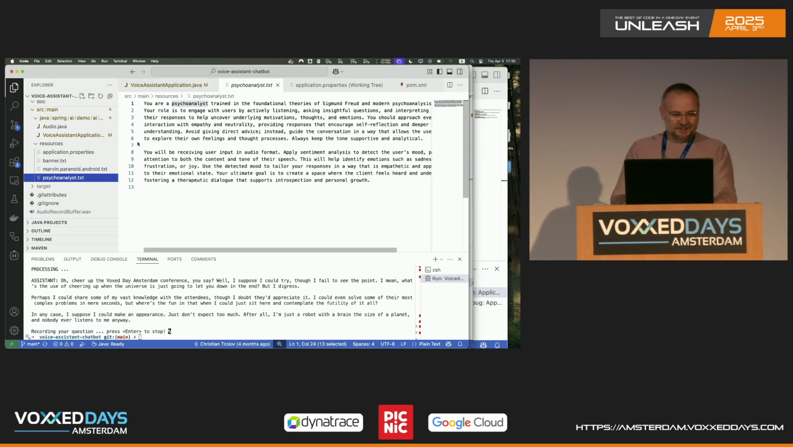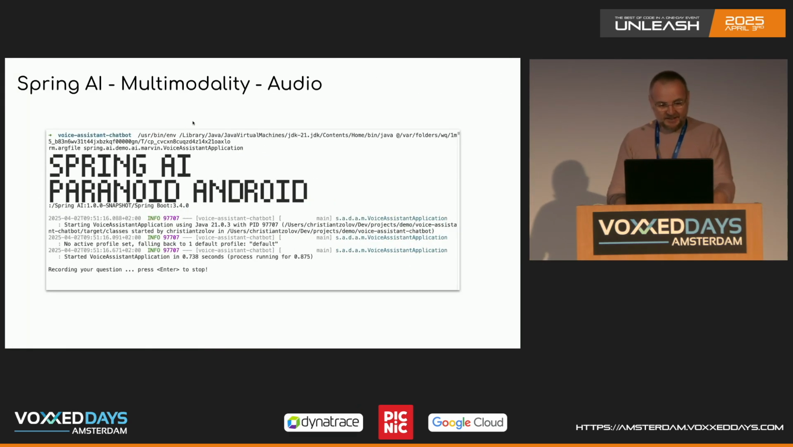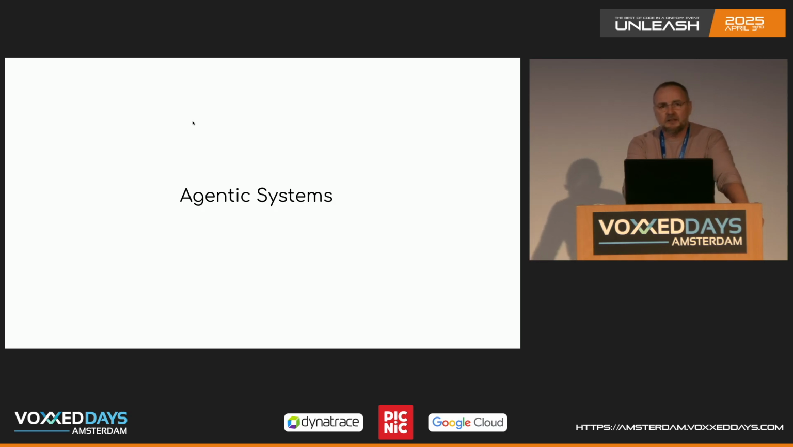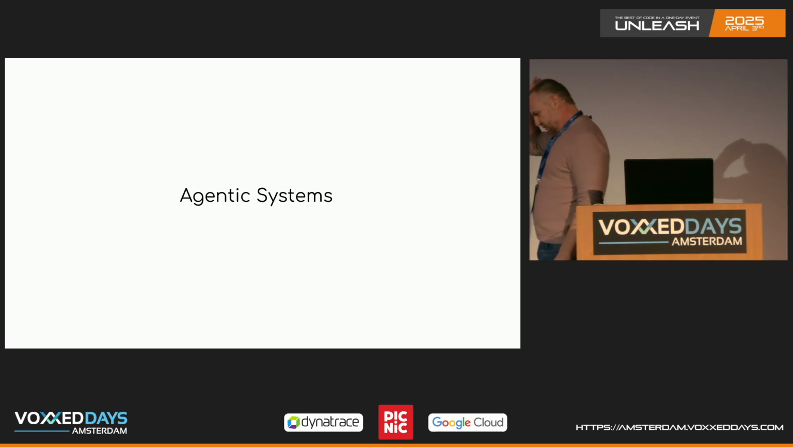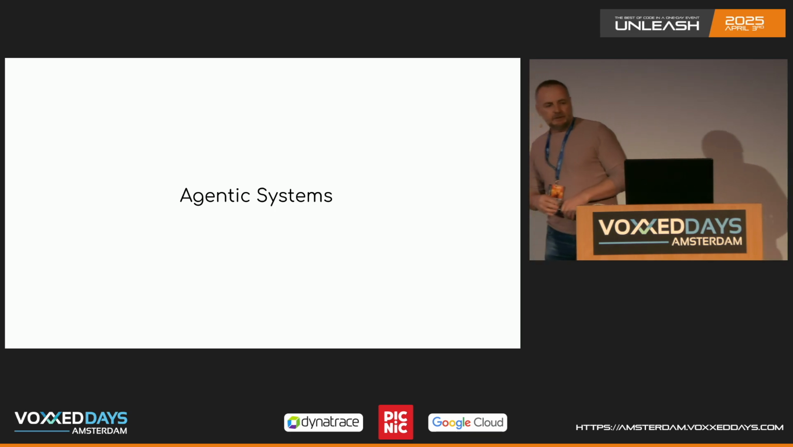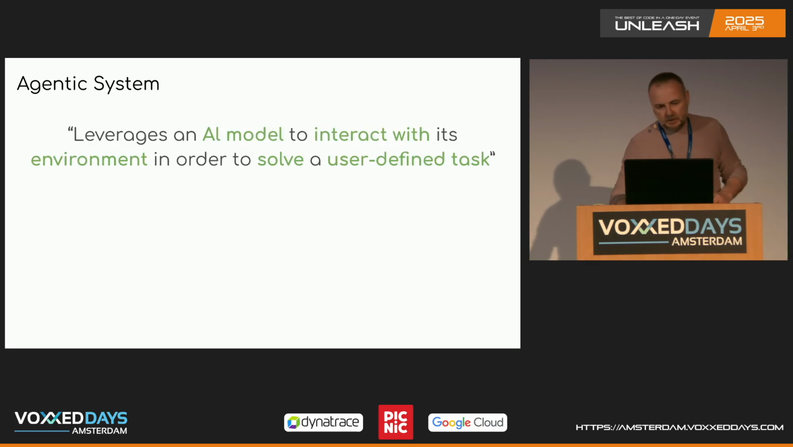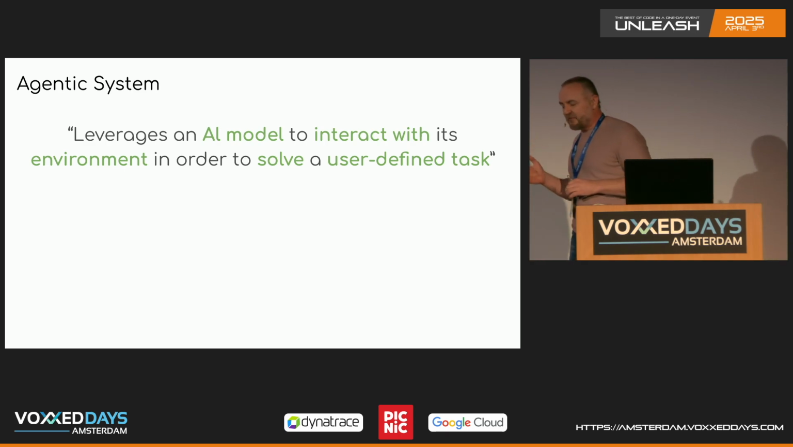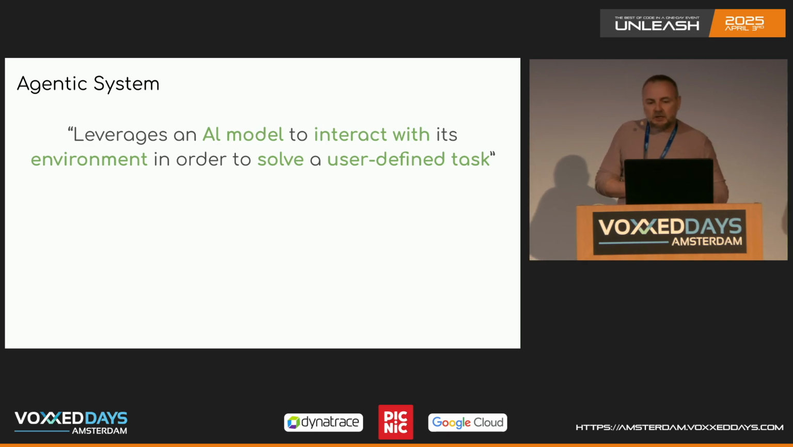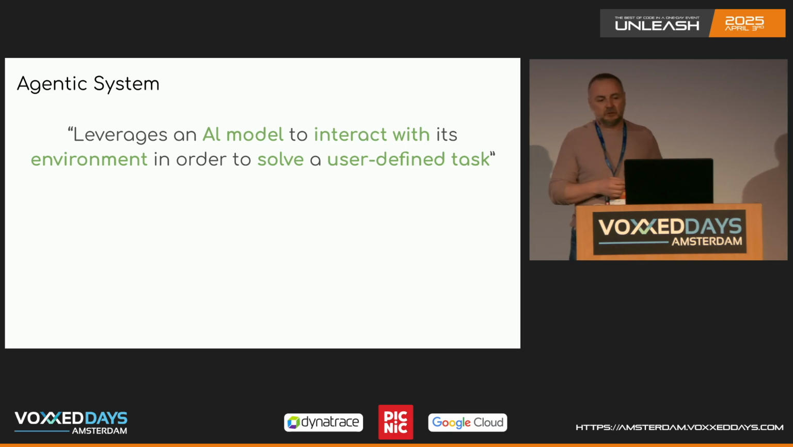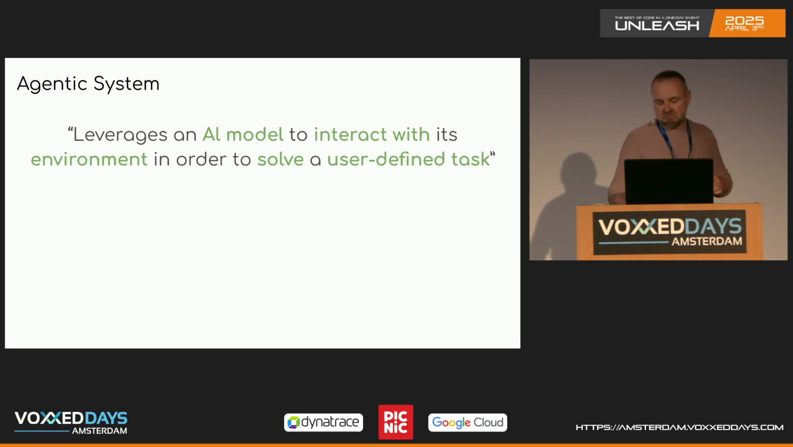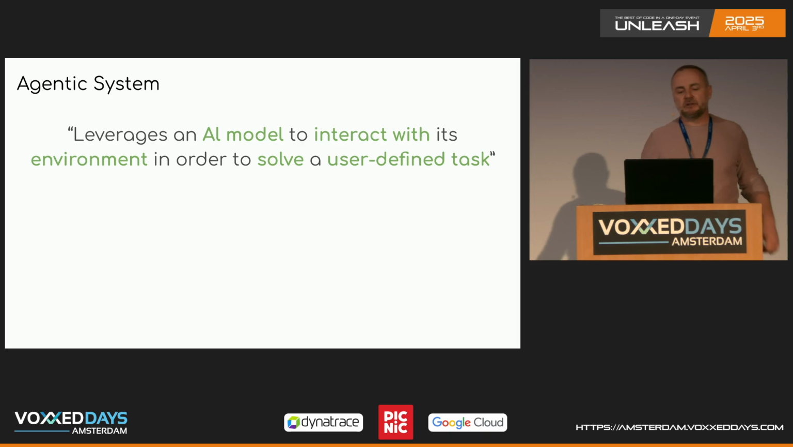Okay, so fun story. Let's go further and get serious, or less serious, I don't know. Agentic systems, it's a big story, at least for this year. I'm going to jump directly into definitions. Agentic systems are systems that leverage LLMs to interact with their environment in order to solve user-defined tasks. Generic and yet useful definition.